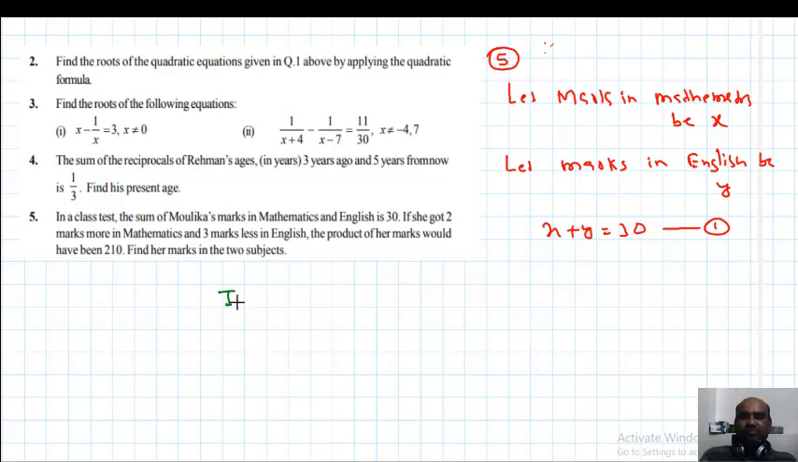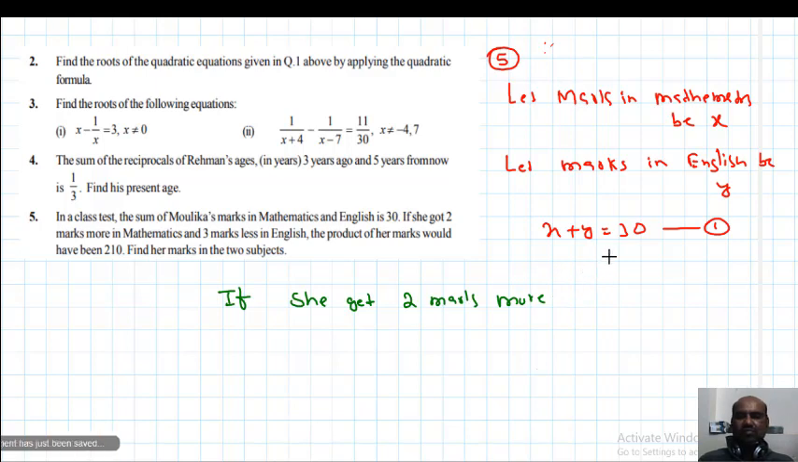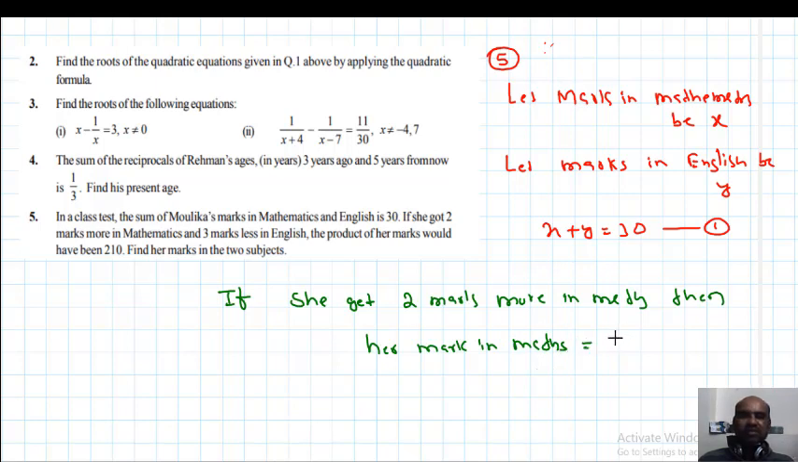If I write, if she gets 2 marks more in maths, then her mark in maths, equal to actual x, now becomes x plus 2. Similarly, you write the dialogue, what is given here? 3 marks less in English. So what I can say, this is y minus 3.